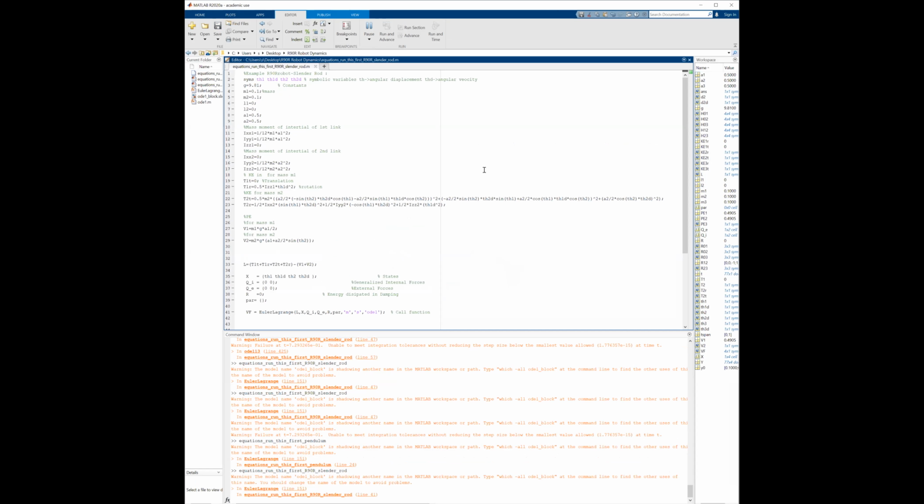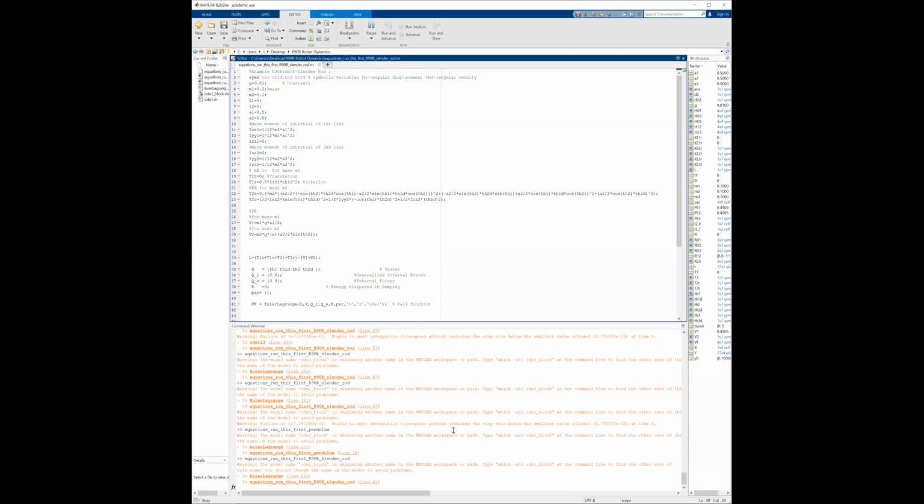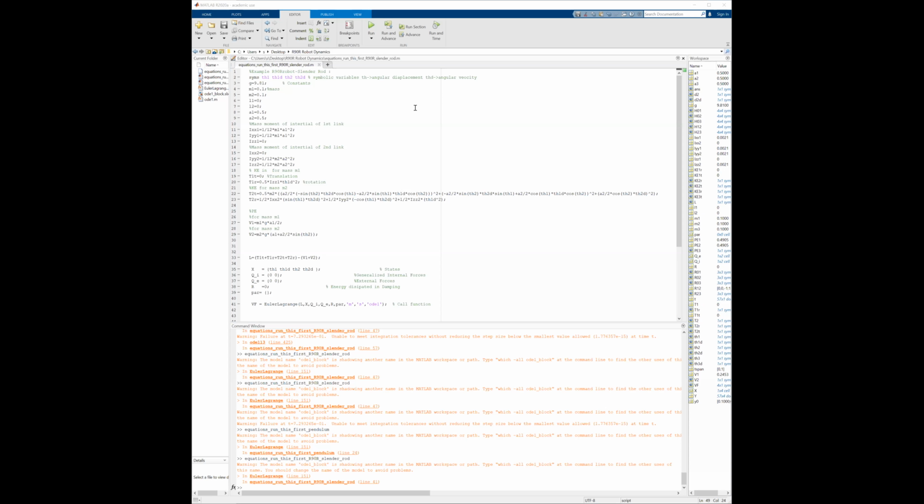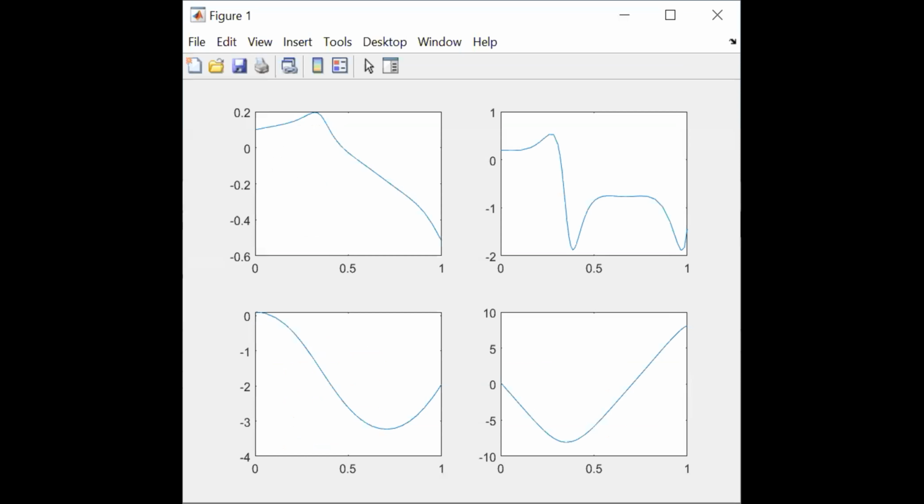It's gonna take some time. As you can see, MATLAB is busy. Now let me show you the plots that I get. This is the plot I got.